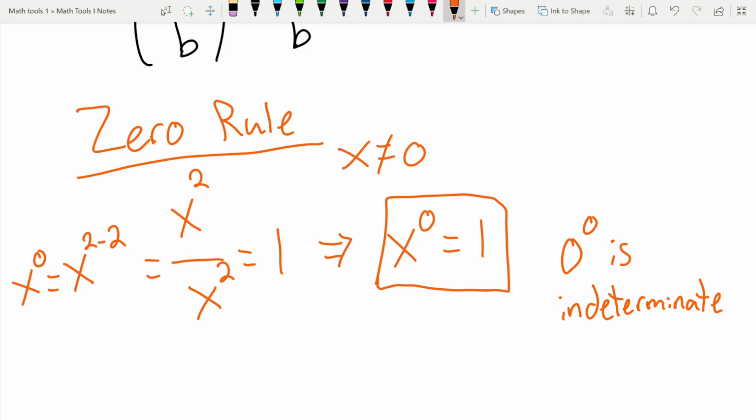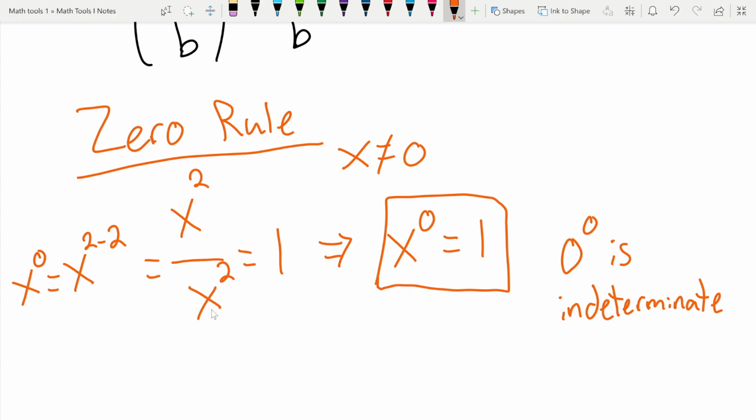So x to the 0 is equal to 1 as long as x is not 0. So 1 to the 0 is 1, 2 to the 0 is 1, etc. Another important one to keep in mind: we often have a tendency to see x to the 0 and think, oh, it's 0. But it's not going to be 0, it's going to be 1.